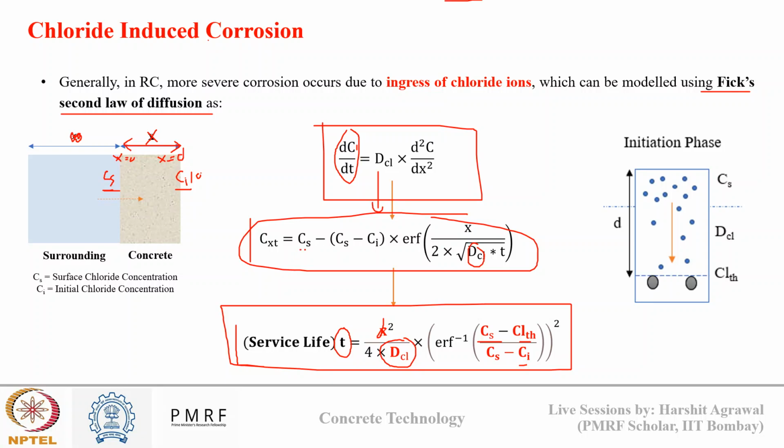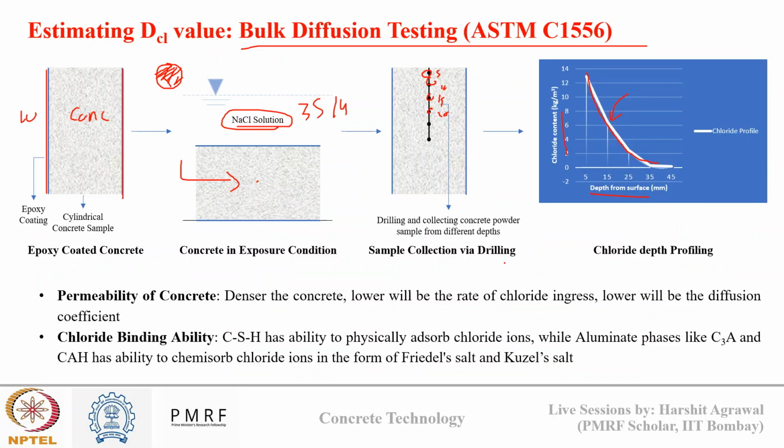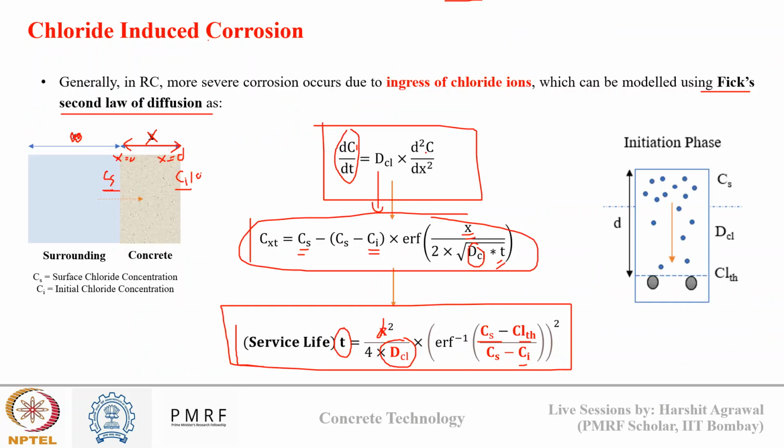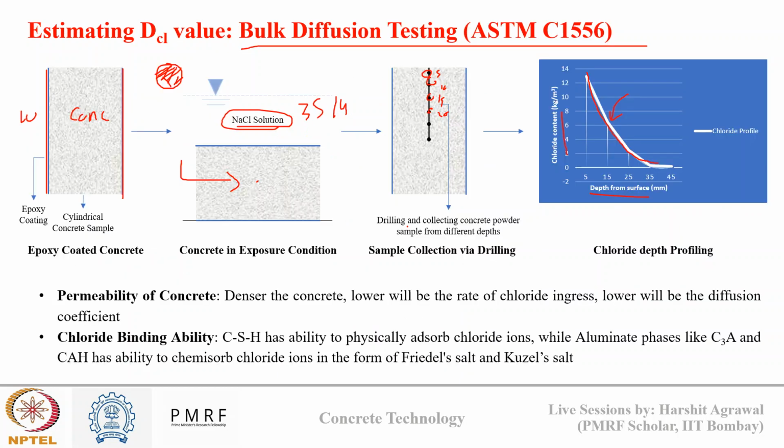How? Because we know the surface chloride concentration, the initial chloride concentration, the x value, and the t value. t is the time for which we have kept our sample exposed in chloride solution. So knowing all these values, we can determine the chloride ion diffusion coefficient. This is how we determine the diffusion coefficient in the lab. We can also check in this way how this value evolves over time if we increase the ponding period.